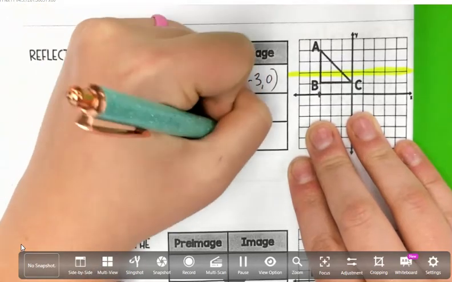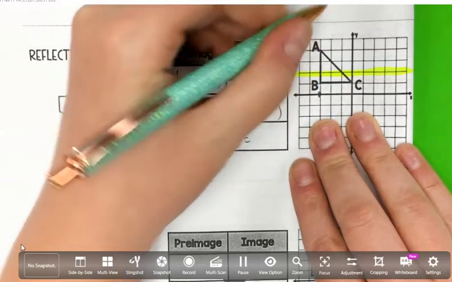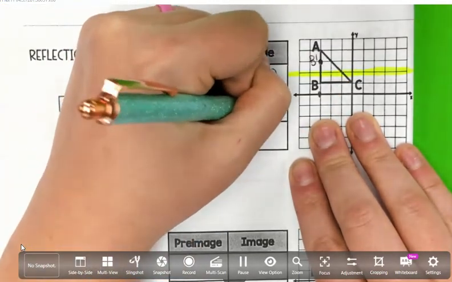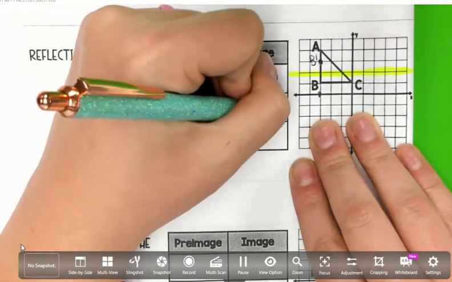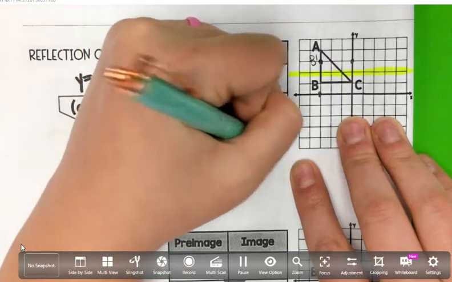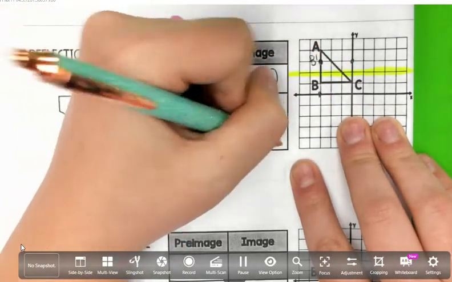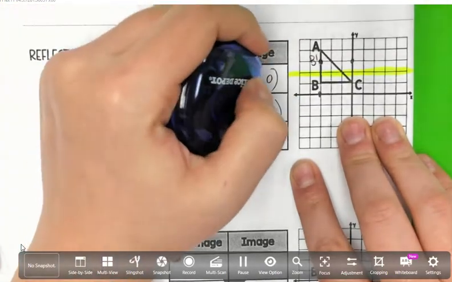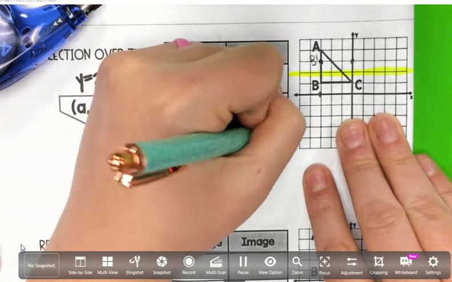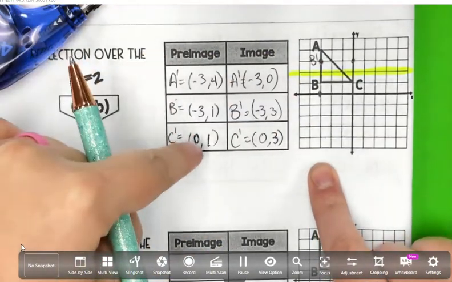B prime and C prime. So B prime is 1 below, so now it's going to be 1 above. B prime is now -3, 3. C prime, 1 below, now it's 1 above. It's going to be 0, 1, and not 0, 3.